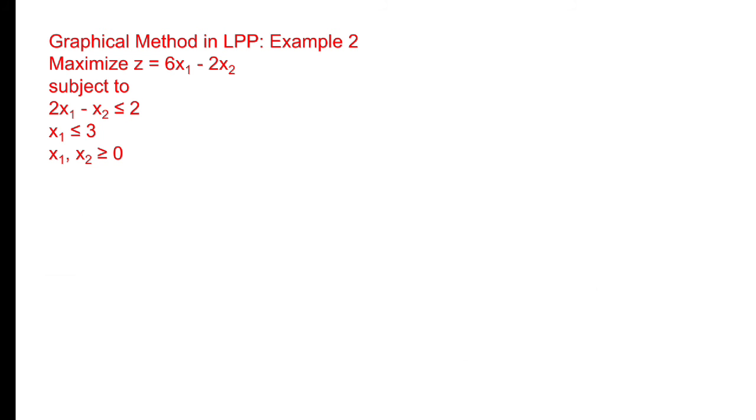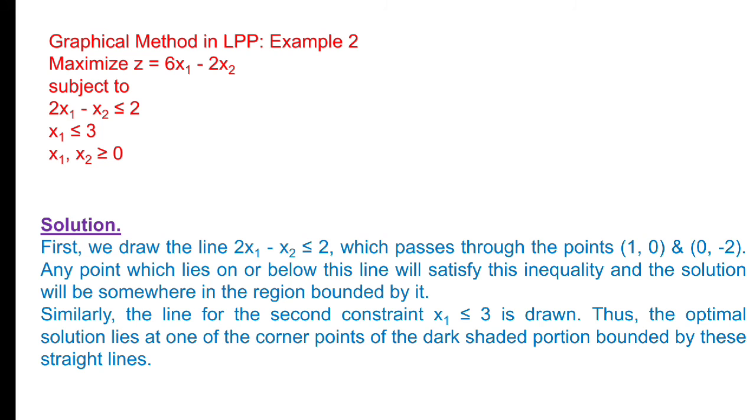Then another example will be considered: 2x1 minus x2 less than or equal to 2, which passes through the lines. Similarly, putting x1 equal to 0 and x2 equal to 0, we will get two points, 1 comma 0 and 0 comma minus 2. Any point which lies on or above this line satisfies the inequality, and the solution will be found in the region bounded by it. Similarly, another one, x1 less than or equal to 3. Here there are no x2 values. This is a straight line. x1 equal to 3 you have to draw.